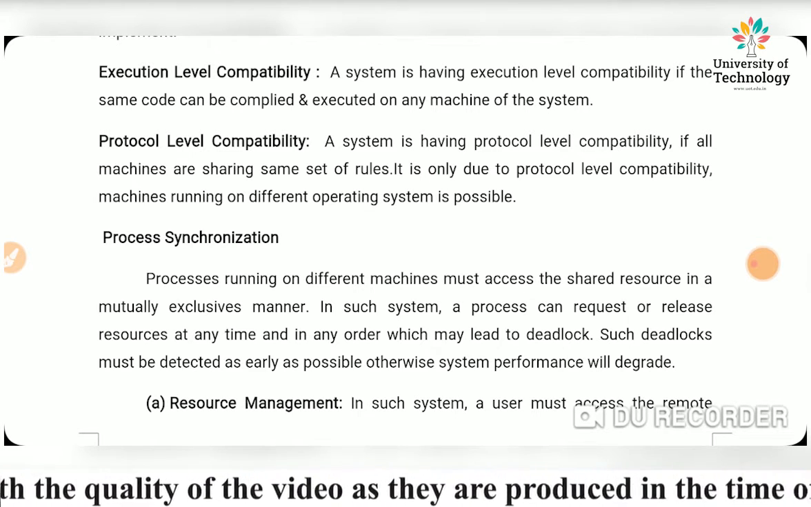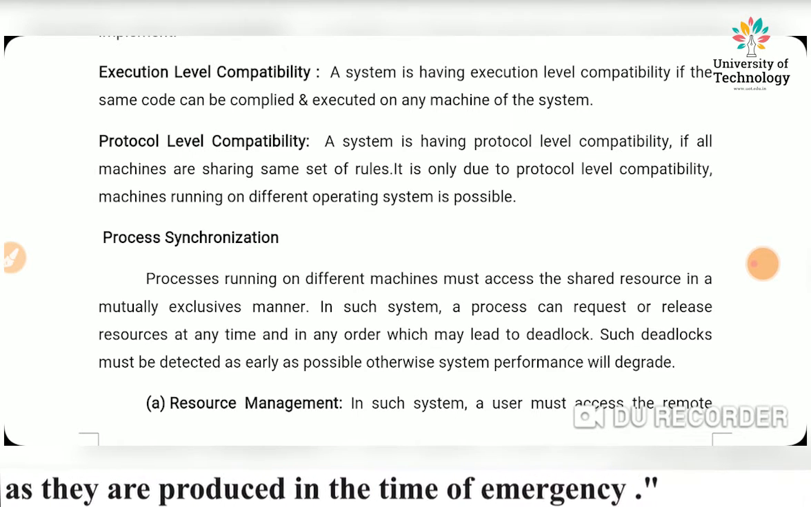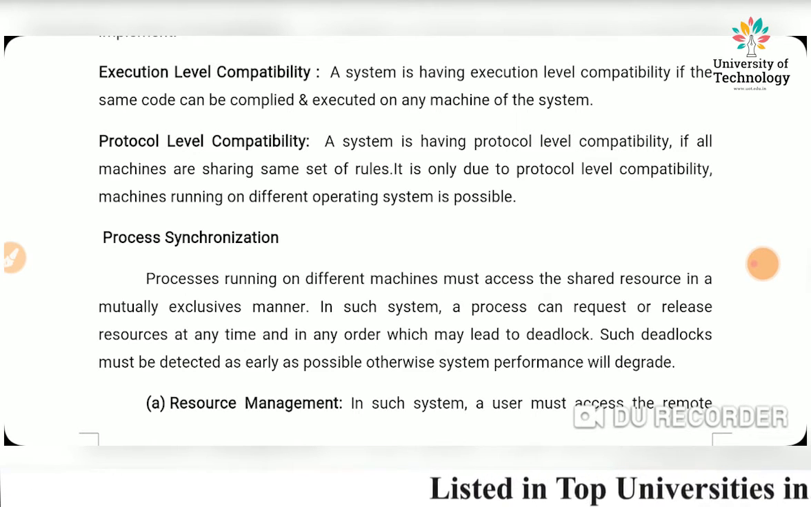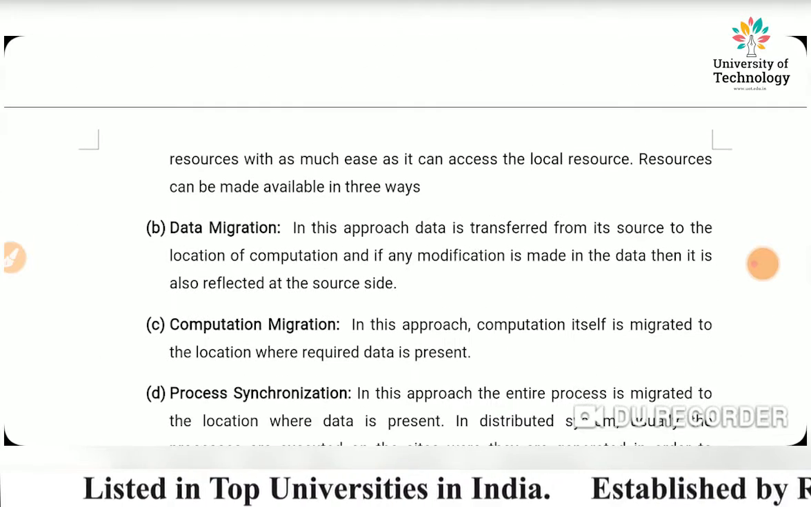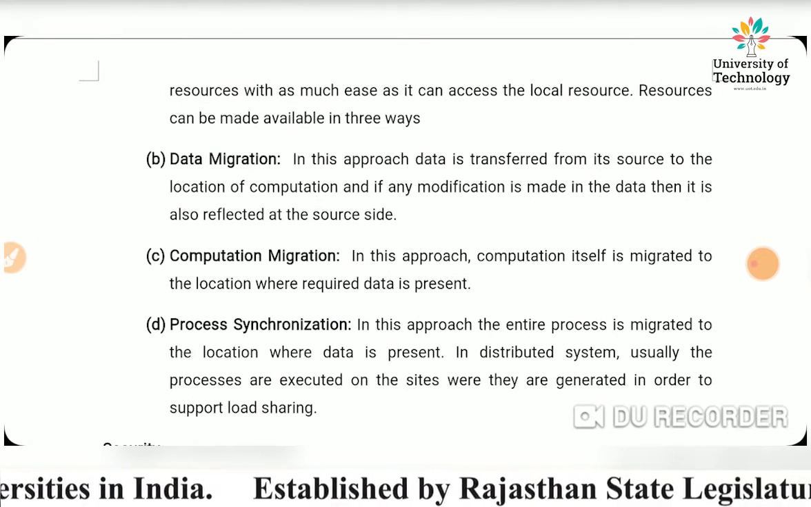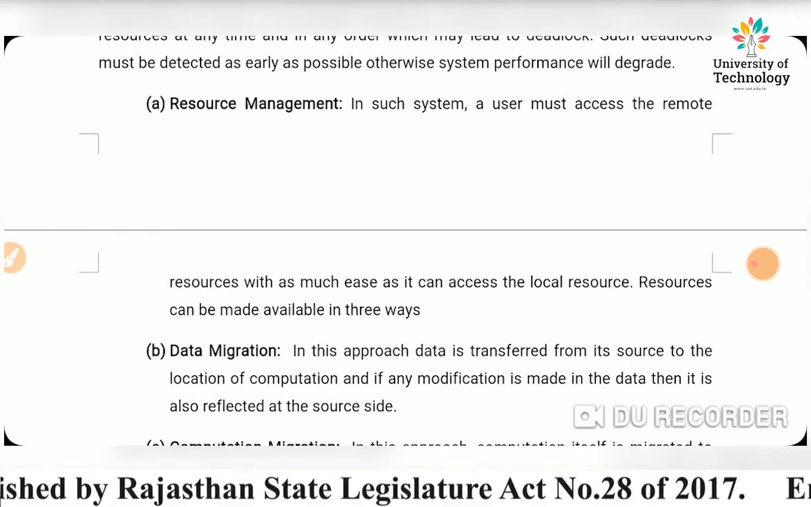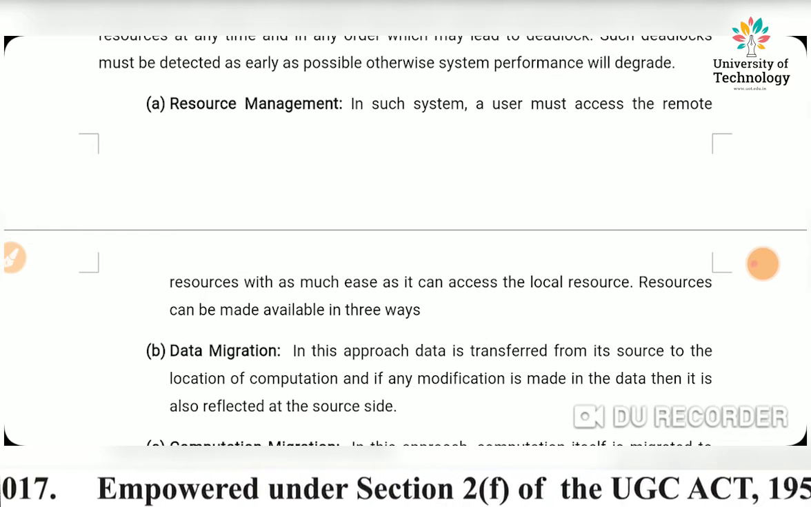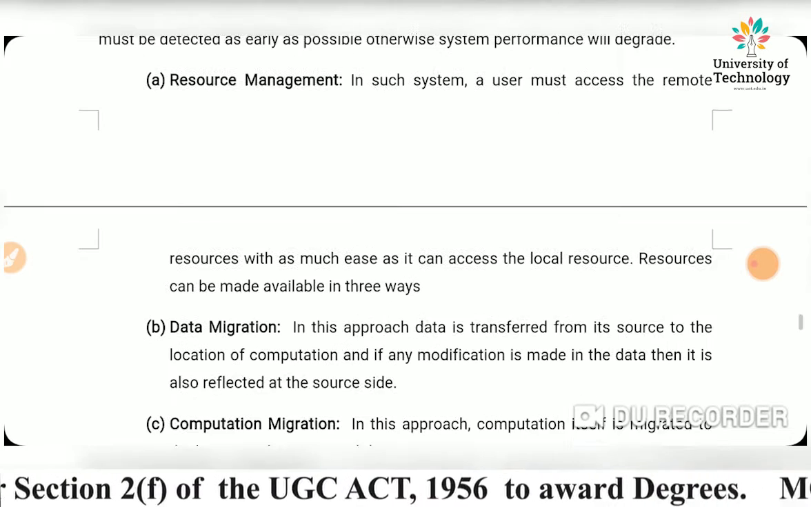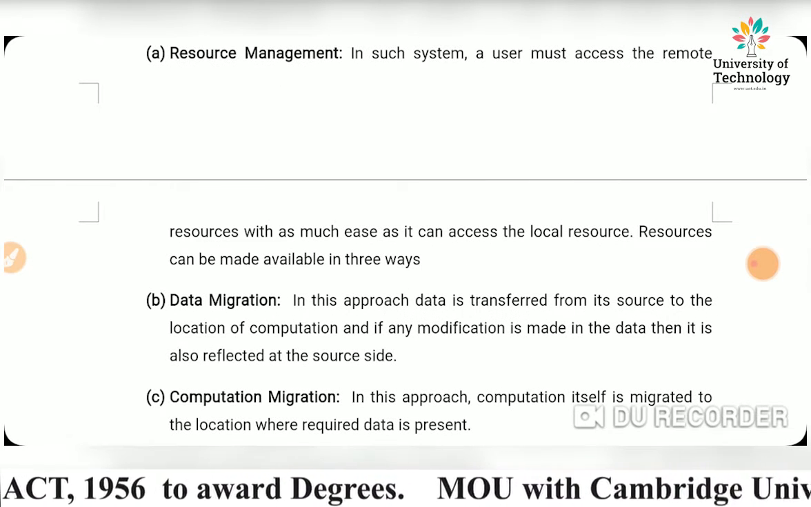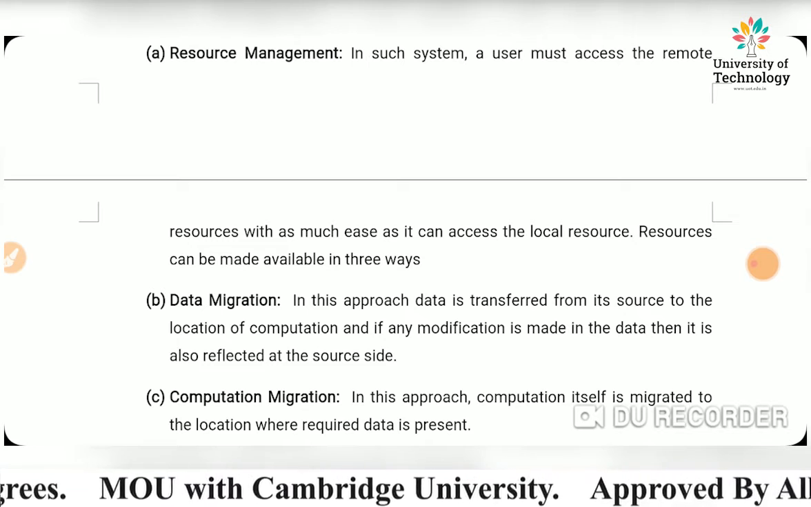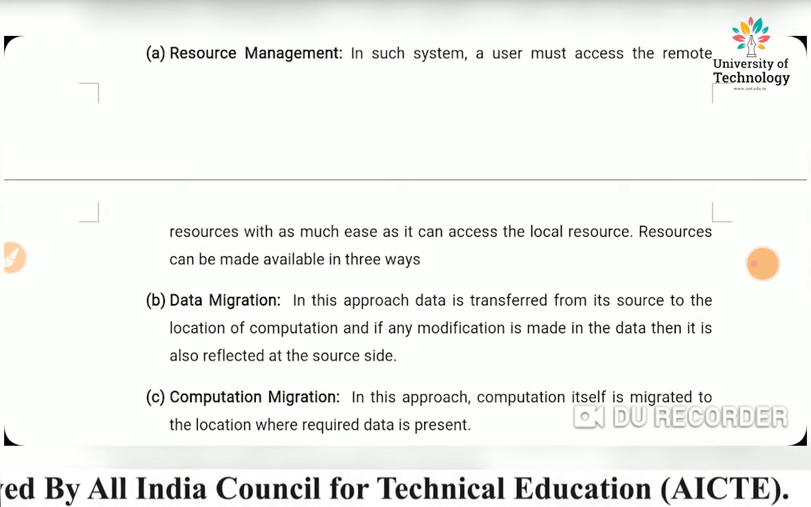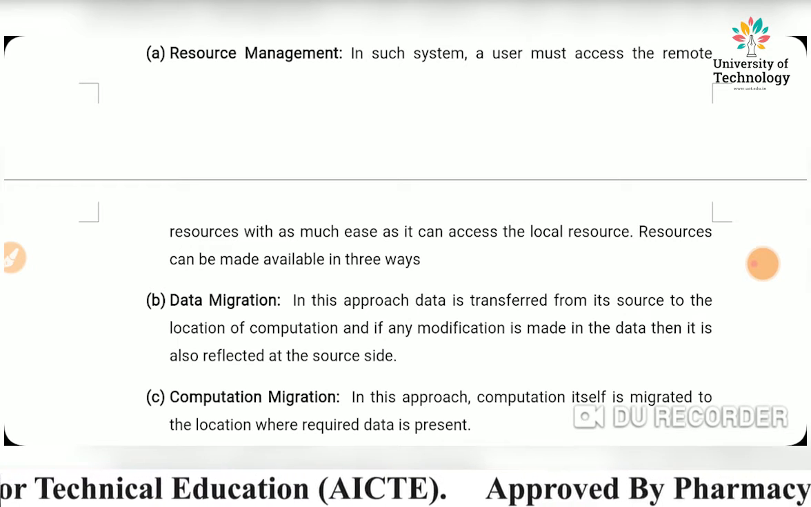Okay, so in process synchronization, we will study resource management, data migration, computation migration, and process migration. Okay, if we talk about resource management, in such a system a user must access the remote resources with as much ease as they can access the local resources. Next, data migration. In this approach, data is transferred from its source to the location of computation, and if any modification is made in the data, then it is also reflected at the source site.